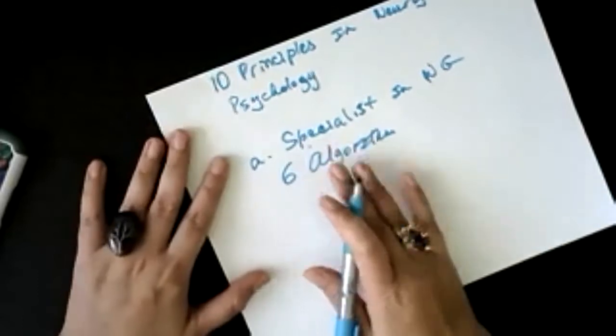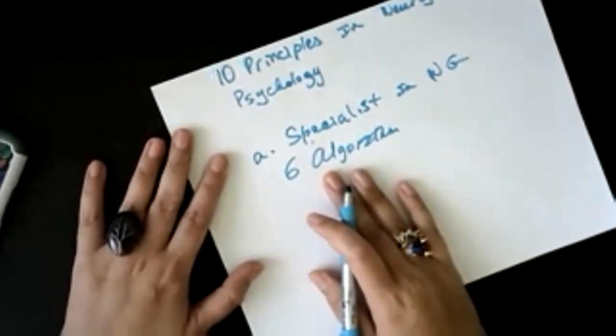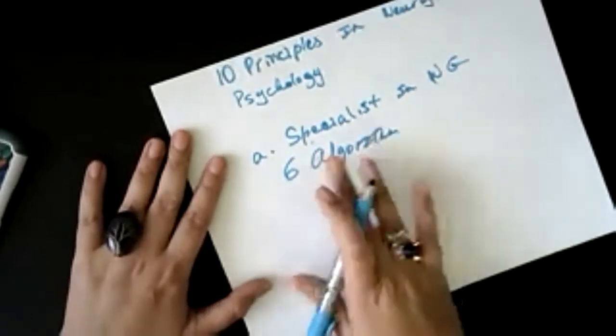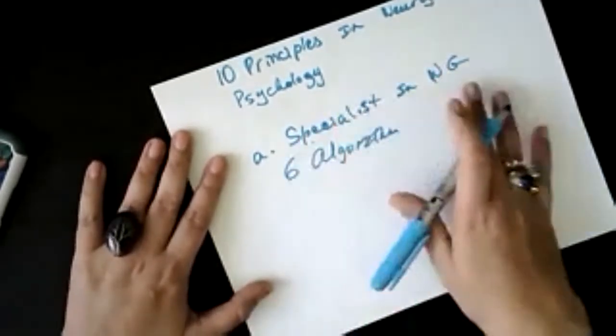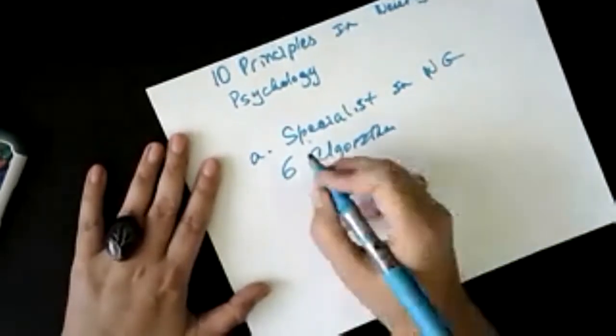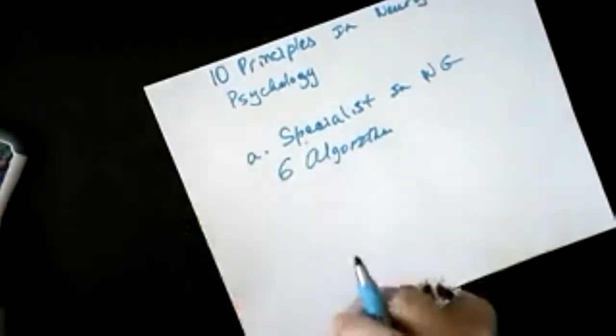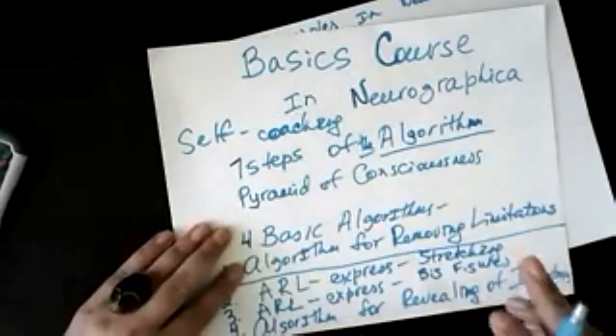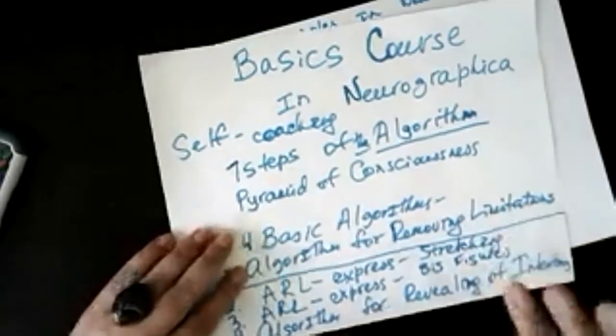So what the specialist course does is give you, first of all, the tools. I personally will give you the necessary Google Slides, the presentation to talk about Neurographica, to present Neurographica to others, okay? Second of all, you will get 6 algorithms, plus you will be allowed to use the 4 algorithms you learn in the basics course within your professional field.